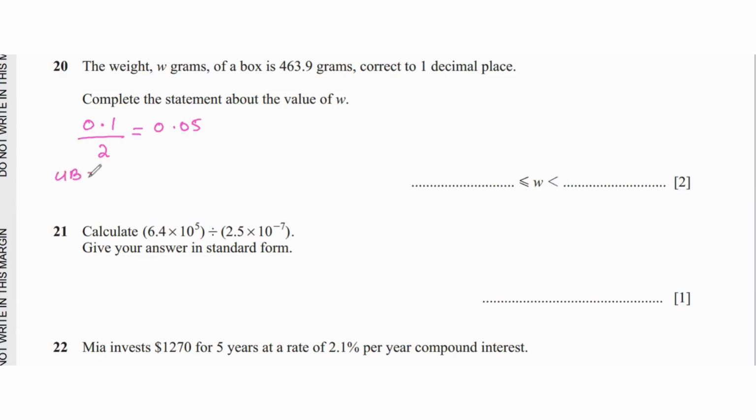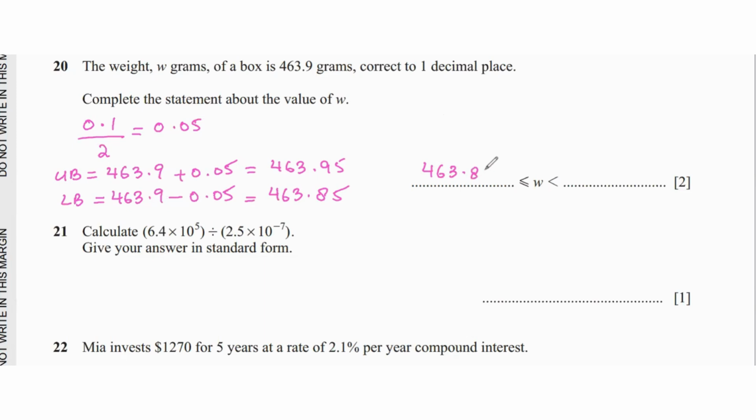So now for the upper bound, we do 463.9 plus 0.05. And for the lower bound, we do 463.9 minus 0.05. So that's 463.95, and this is going to be 463.85. So this is our lower bound, and this is our upper bound.